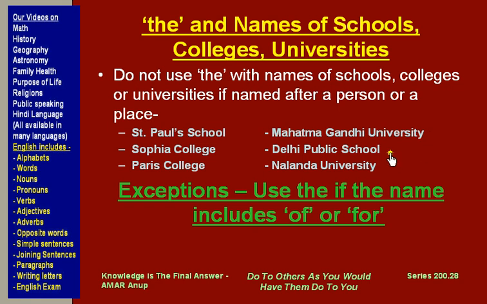No the with Delhi Public School, no the with Paris College and no the with Nalanda University. So because they are named after a place or person, we do not use the with names of schools, colleges and universities. However, the exception is that use the if the name includes of or for, and let's have a look at some examples.